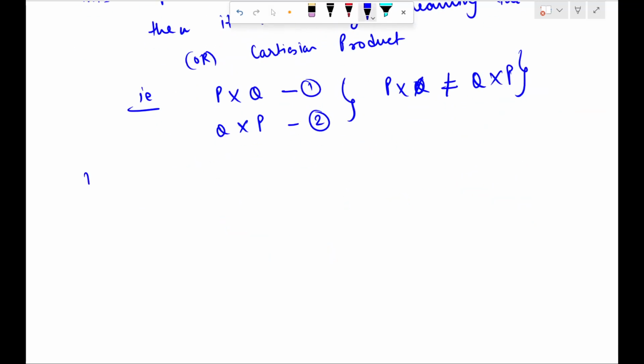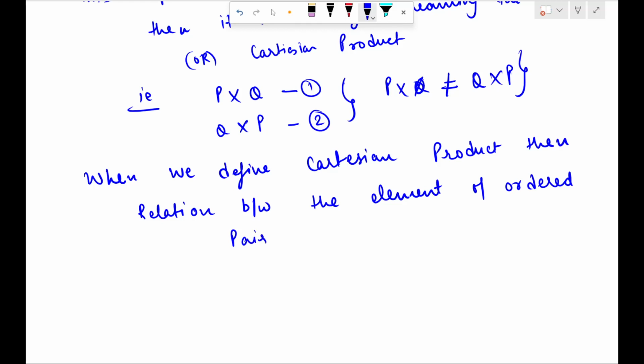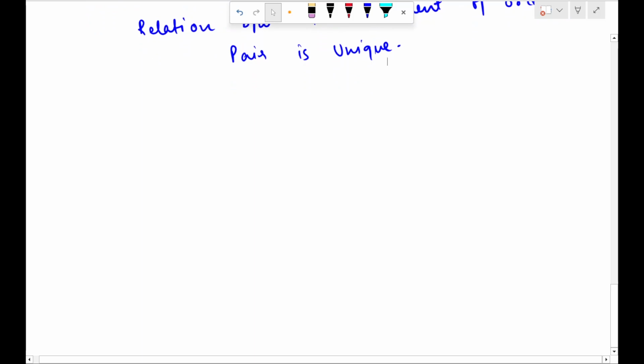Second, when we define a Cartesian product, the relation between the elements of the ordered pair is unique. So this was about the Cartesian product and its properties.